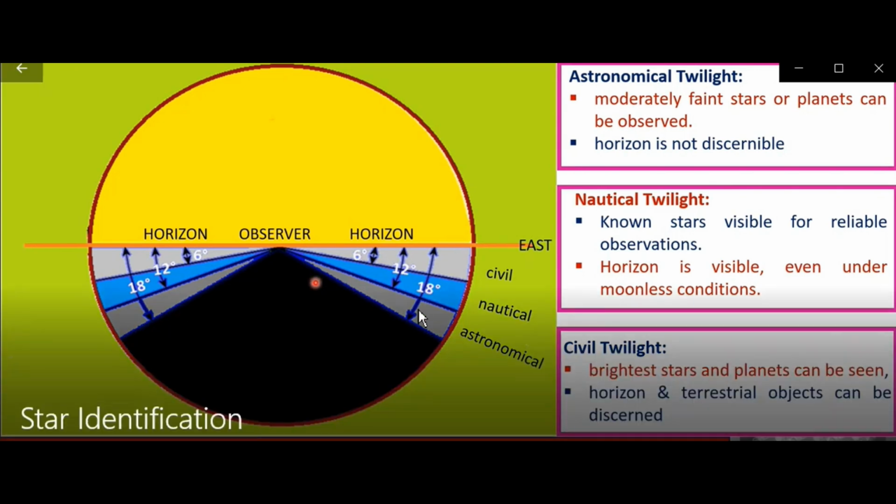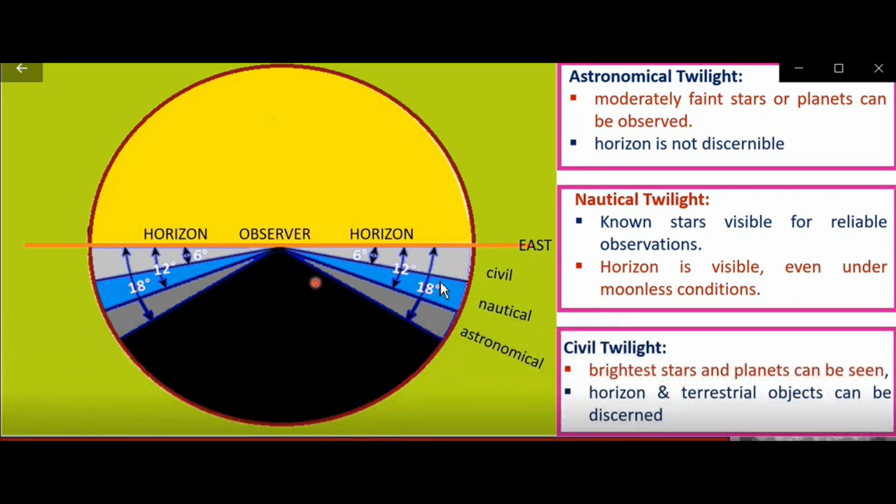This means that all three also overlap with each other. Astronomical twilight captures the sun's motion from -18 to sunrise. Nautical twilight captures -12 to sunrise. Civil twilight captures -6 to sunrise. So all three of them overlap for some period of time. Okay sir. Okay, let's proceed ahead.